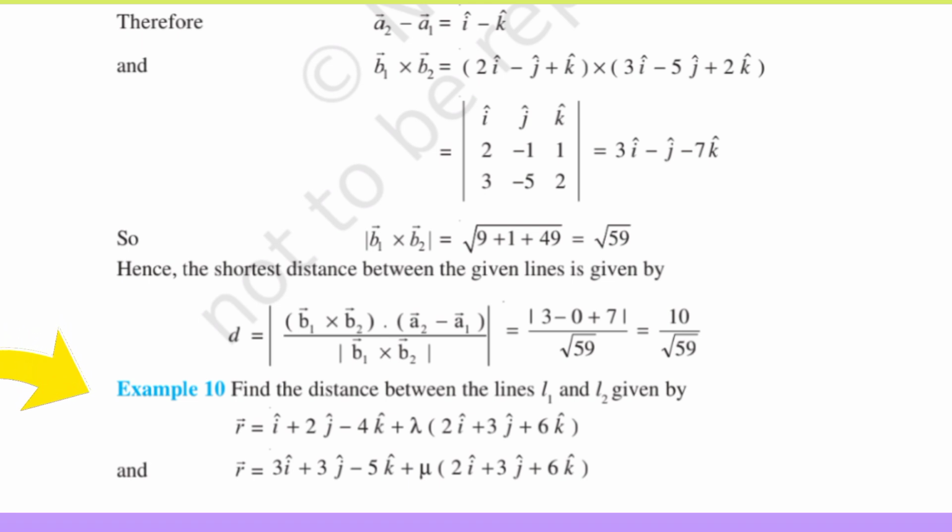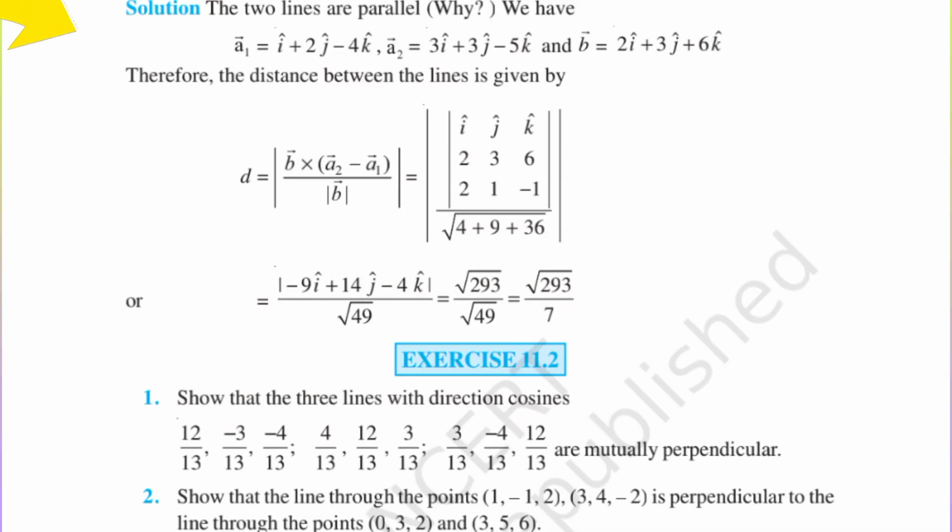Example 10. Find the distance between the lines L1 and L2 given by r = i + 2j − 4k + λ(2i + 3j + 6k) and r = 3i + 3j − 5k + ν(2i + 3j + 6k). The two lines are parallel. Why?